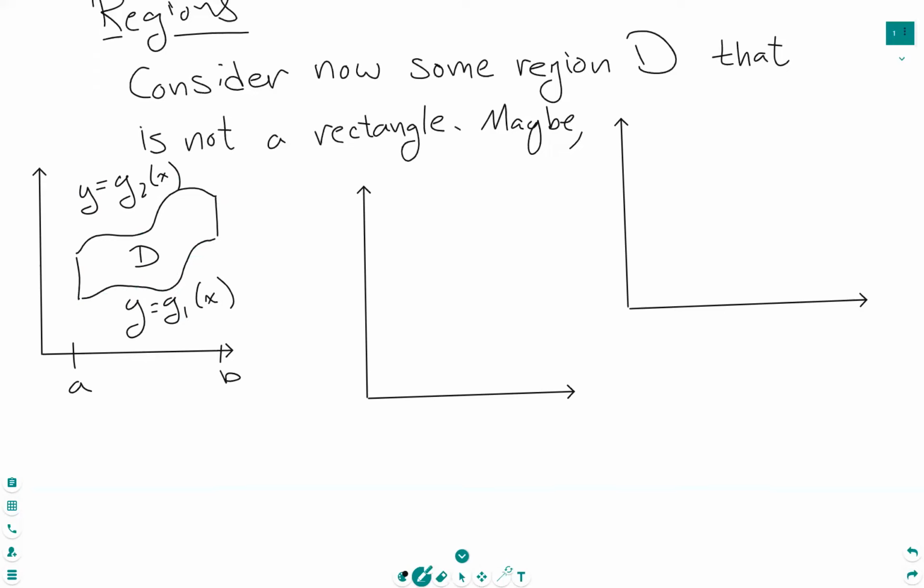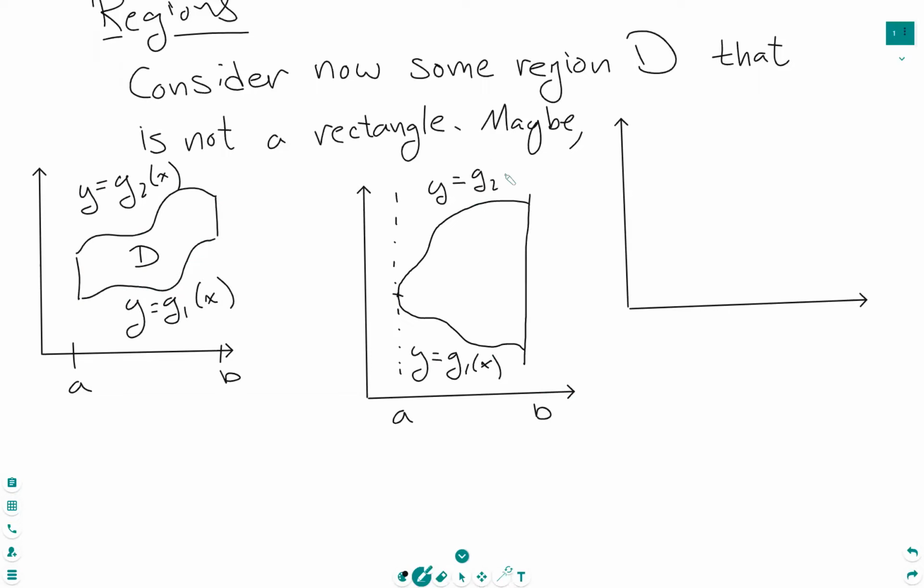Maybe we have something where we go from a to b in x, where we have some function that comes up, barely touches right here, and then comes back down. What we would have to do is split this function up. We would say that y is equal to maybe a function g1 of x, and then y is a function g2 of x. So not much has changed actually from this guy here. This is still region D.